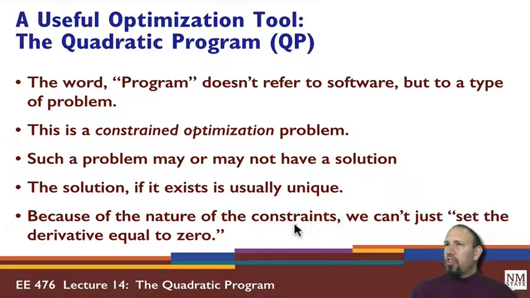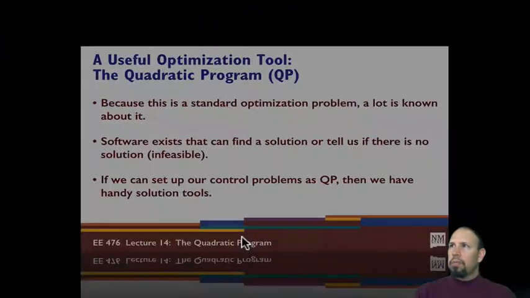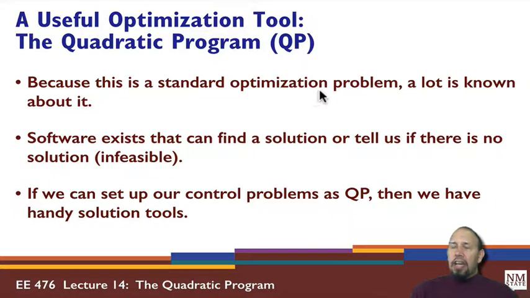Because of the nature of the constraints, we can't just take the derivative and set it equal to 0. Well, you kind of can, but it's not that easy. It's kind of tricky to solve quadratic programs. What I want to talk about now is a little bit about the solution of quadratic programs, the factors involved, and how that looks. Because it's a standard optimization problem, there's a lot that's known about it, and there are some elegant solutions. Software exists to find solutions or to tell us if the problem is infeasible.